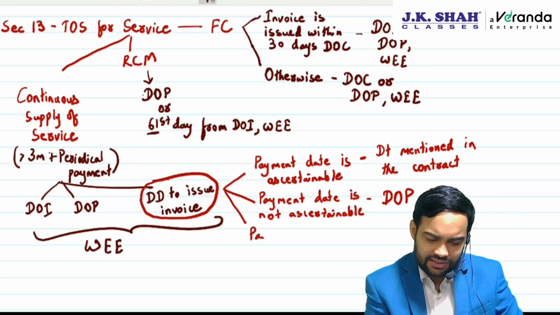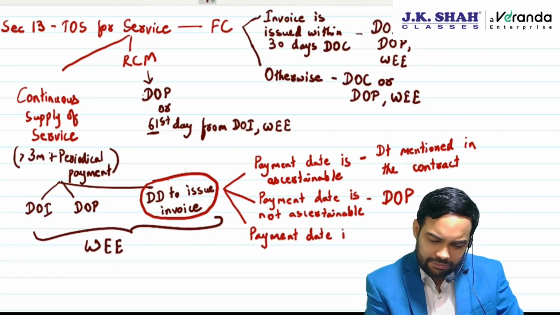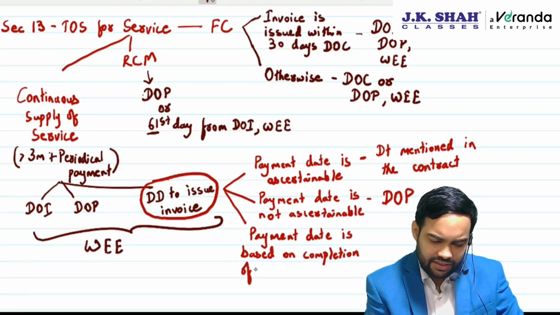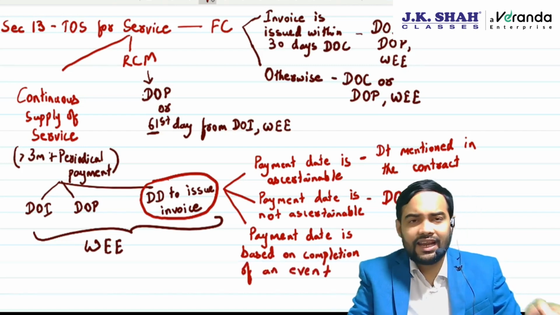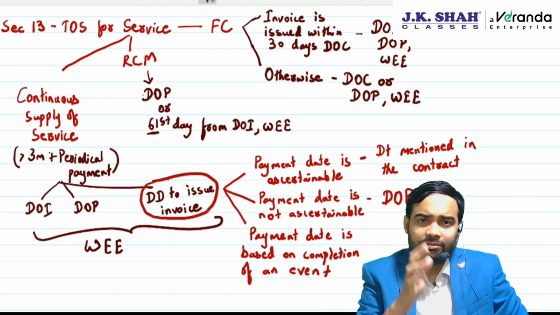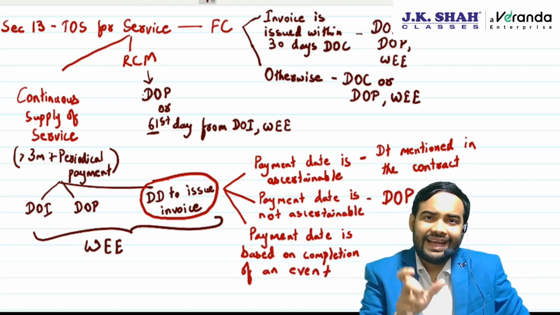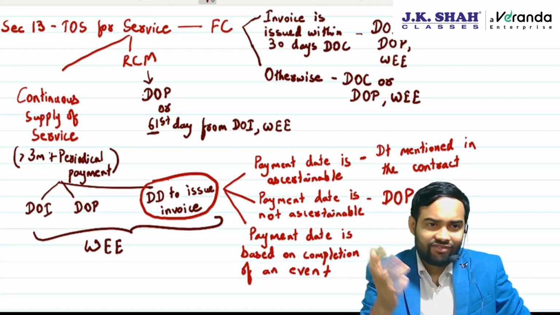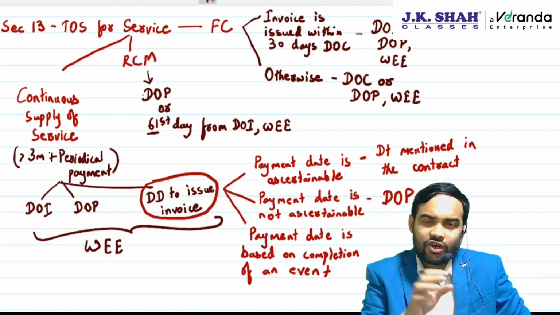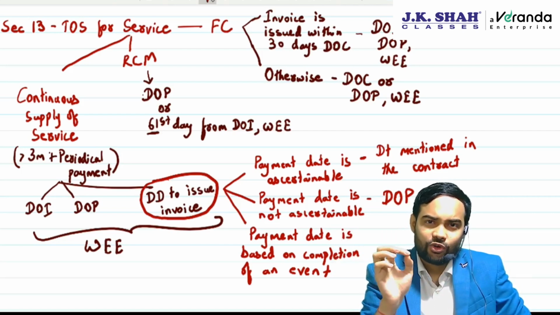And the third one is where payment date is based on completion of an event. Now say suppose the payment date is based on completion of an event. I'll give you an example which comes from a circular. National highway contracts are under hybrid annuity model called as HAM. National highway, making of national highway contracts are under hybrid annuity model. Now what happens in this hybrid annuity model?